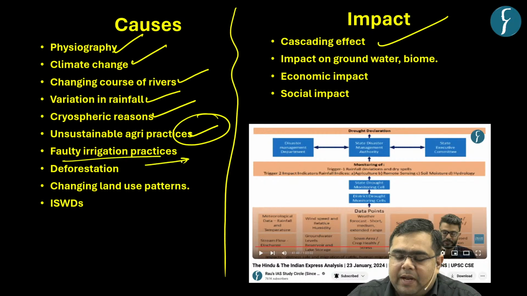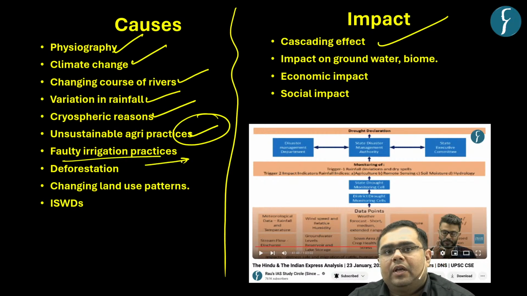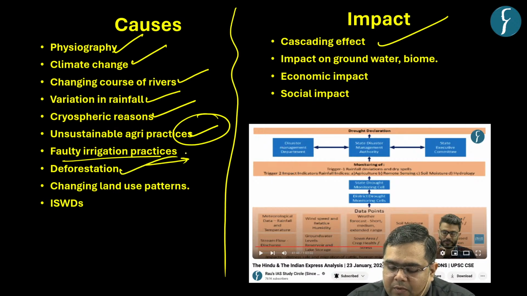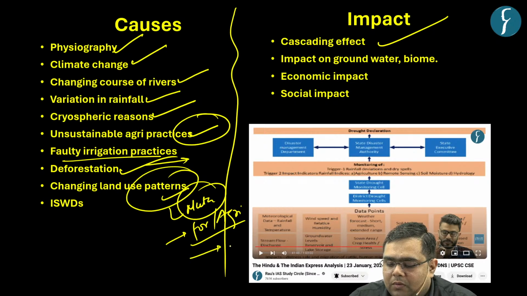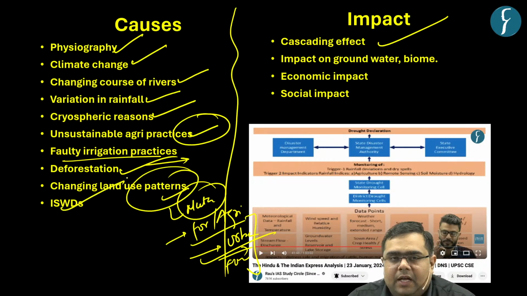Then irrigation practices are faulty. What we are doing is that we are prominently using flood irrigation. So flood irrigation is the most unsustainable kind of irrigation practice, and it is not at all sustainable. Then deforestation, changing use patterns, that is mutation of land from forest or agri use to urban use, town planning, right?